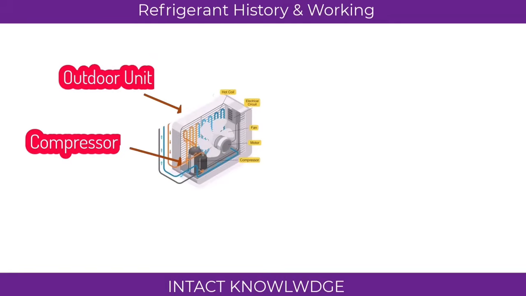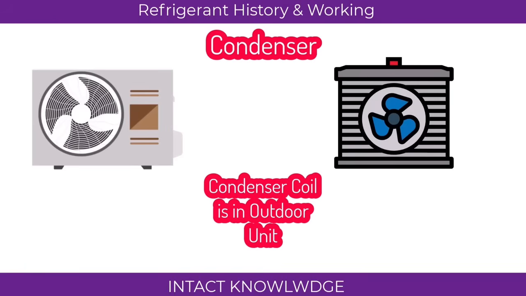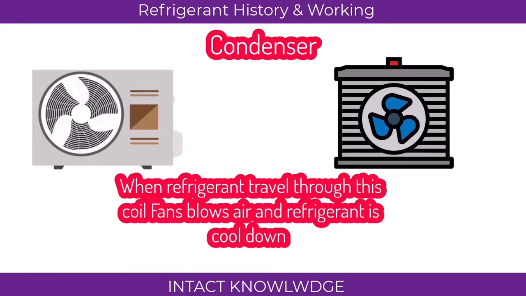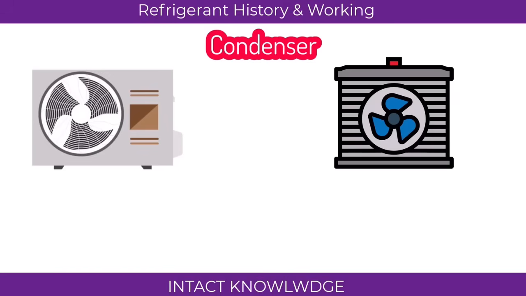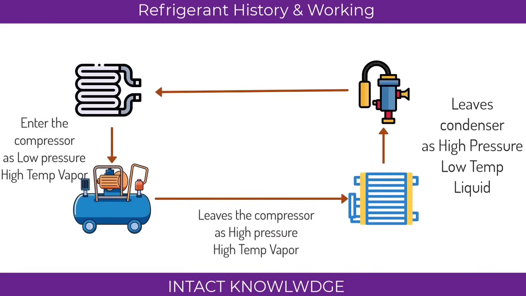This compressor is inside the outdoor unit. After the compressor, it goes to the condenser. The condenser is a coil in the outdoor unit. When the refrigerant travels through this coil, the fan behind the coil blows air, and the temperature of the refrigerant decreases. Thus, when the temperature of the refrigerant decreases, the refrigerant changes from the vapor state to the liquid state. Therefore, when the refrigerant comes out of the condenser, it is in high pressure, low temperature, and liquid state.